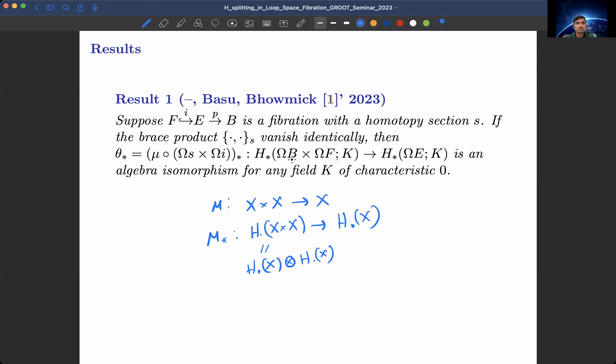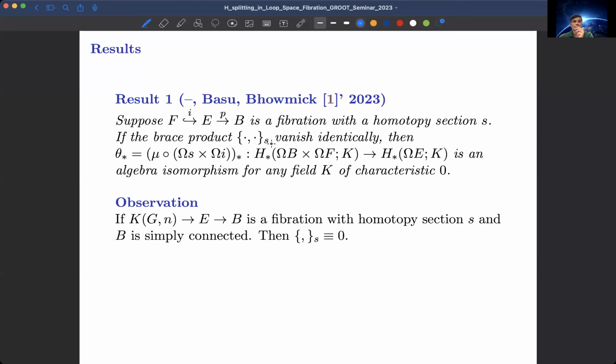So similarly, in this case, omega B cross omega F is an H space, and omega E is also an H space. We already know that omega s is a homotopy section for the loop space fibration. So this theta map, which is mu composed with this thing, is already a homotopy equivalence. So in the homology level, that is already an isomorphism, but the only extra thing it is saying comes from the vanishing of this Base product. Okay, so if this Base product vanishes identically, then we not only have a module isomorphism, but also an algebra isomorphism, and the algebra structure comes from the H space.